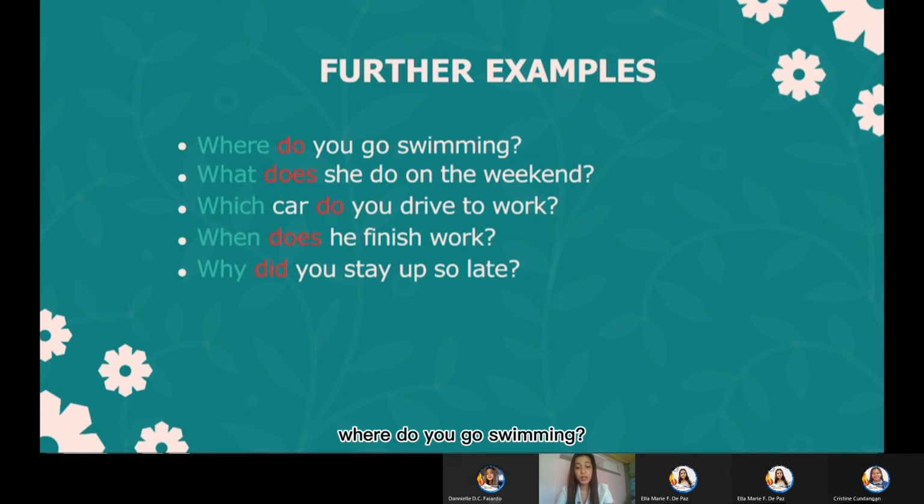Where do you go swimming? The question word here is where, while our auxiliary verb here is the word do. This is our auxiliary verb. Then after that, the subject follows, which is you. This is our subject, auxiliary verb, and our question word.